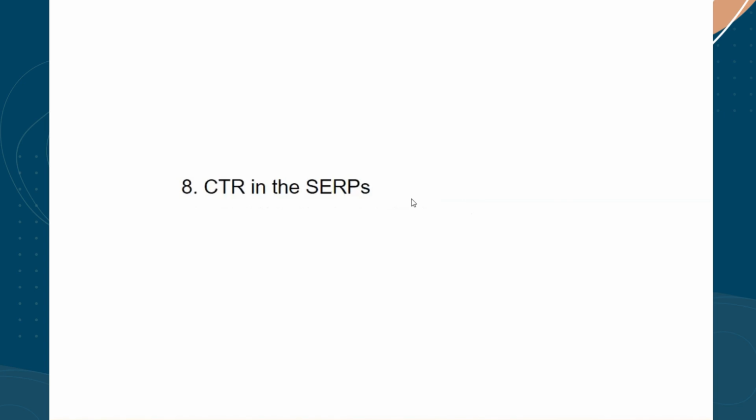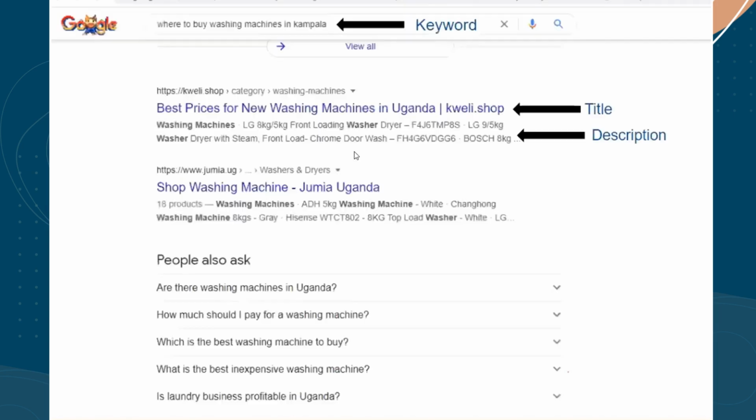Factor number 8 is CTR in search engine results pages. That is click-through rate in search engine results pages. Now, you've put your title, you've put your description, you've put everything, and then more people click on your competitors and not you. People keep skipping you. The thing is, the more people do not click on the result that is leading to your page, the more Google, or search engines, are going to drop you in the rankings. When you look at this, we have two results.